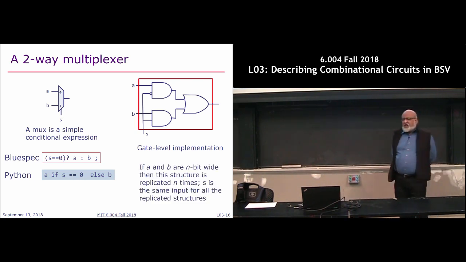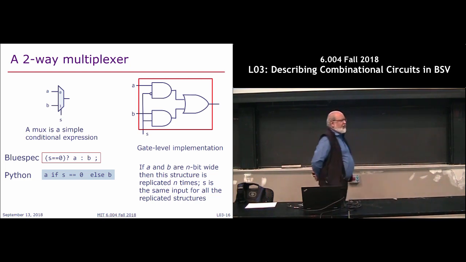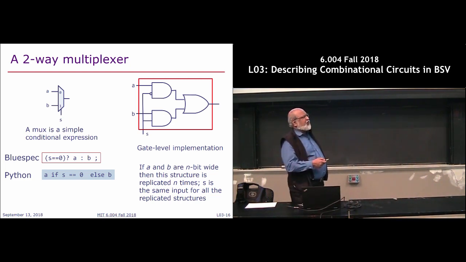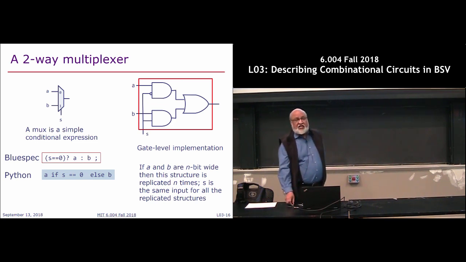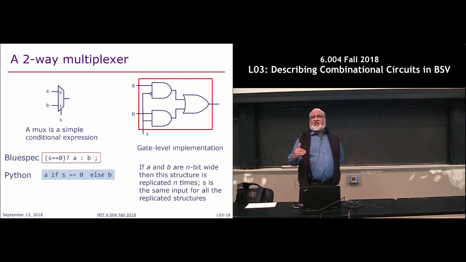And you will see pretty soon that I will forget that these things are 1 bit wide. This circuit makes sense even if you say S is 32 bits. Then how will you think of this circuit? If A is 32 bits and B is 32 bits, how will you realize this in hardware? You just replicate this circuit 32 times, and the same S bit goes in everywhere.